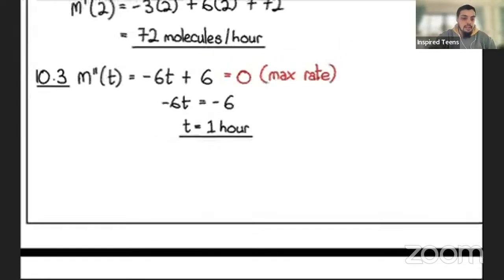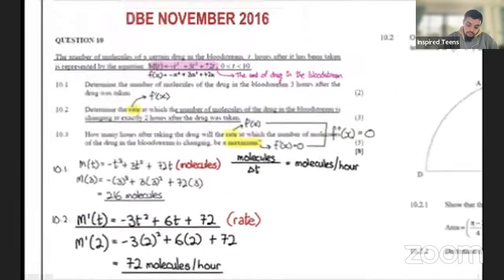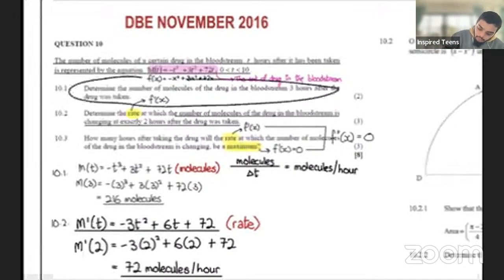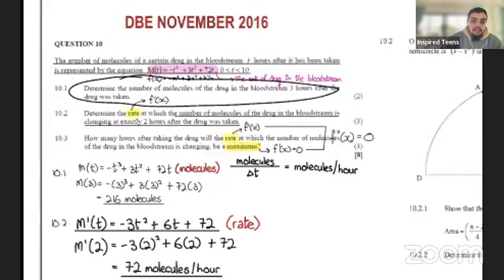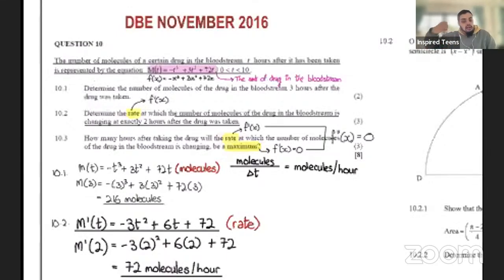Okay, so I hope this is making sense so far. Please, again, stop me if you have any questions. Let's revise, really quickly, right? So 10.1, determine the number of molecules of the drug in the bloodstream 3 hours after the drug was taken. We have a formula that calculates for us how many molecules are in the bloodstream after a certain amount of time. That's what the question told us. So we can simply take that formula and substitute the value of 3 hours, and we get the amount of molecules after 3 hours.